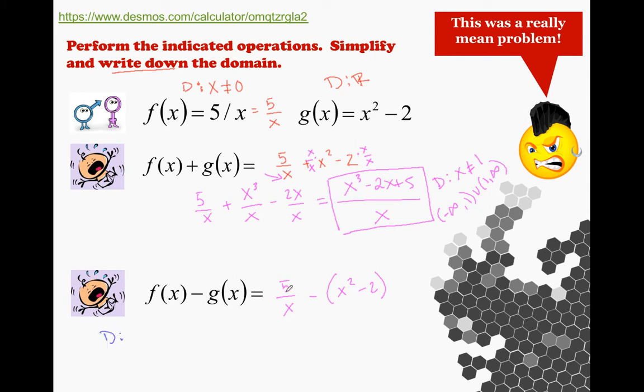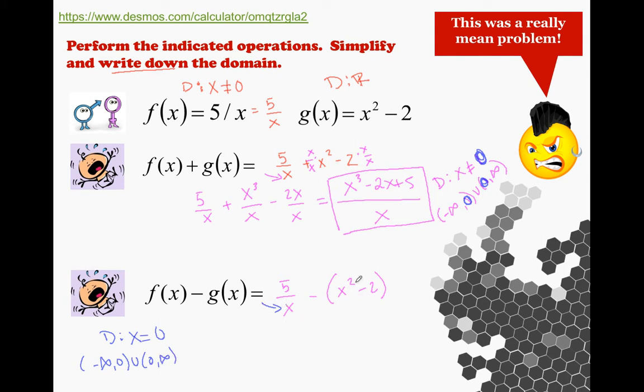So my domain automatically right here, there's my issue, x cannot equal 0. Oh my gosh, I said 1. I hope somebody was upset with me. Or again, negative infinity to 0, union 0 to infinity.